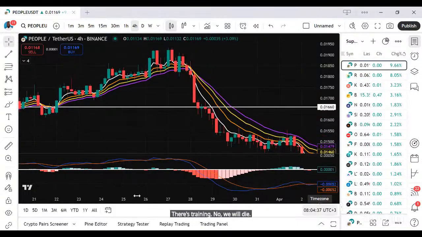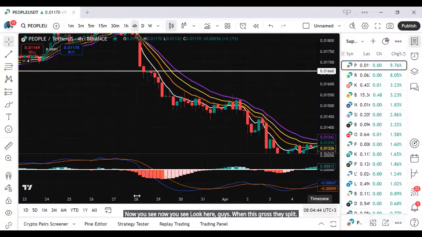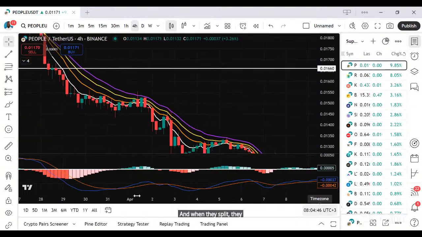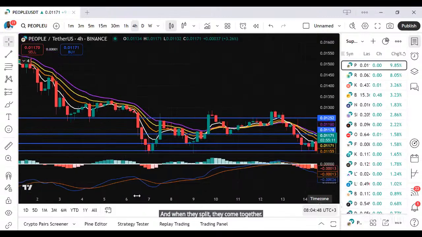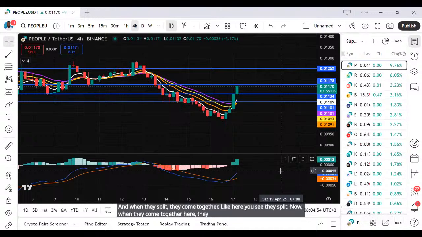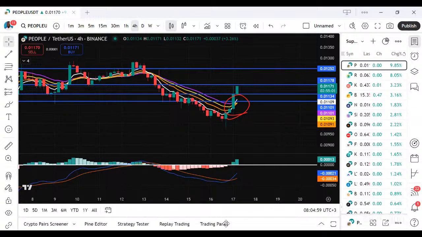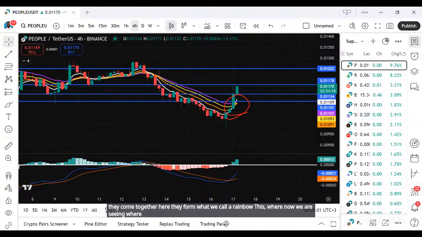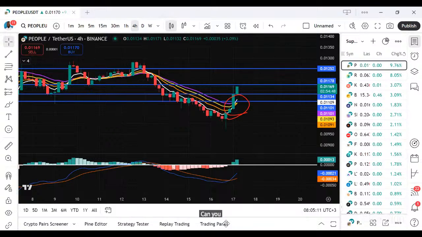Now you see, look here, guys. When these cross, they split. And when they split, they come together. Like here. You see, they split. Now, when they come together here, they form what we call a rainbow. This is where we are seeing the smaller moving average of 5 crossing all of the others together. Can you see?